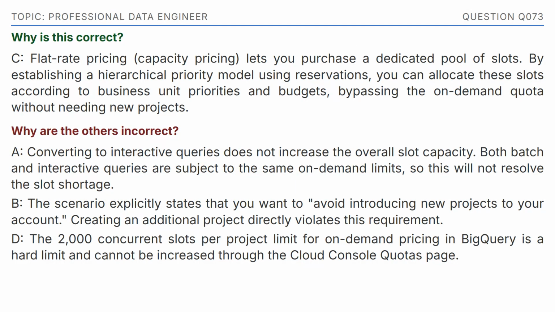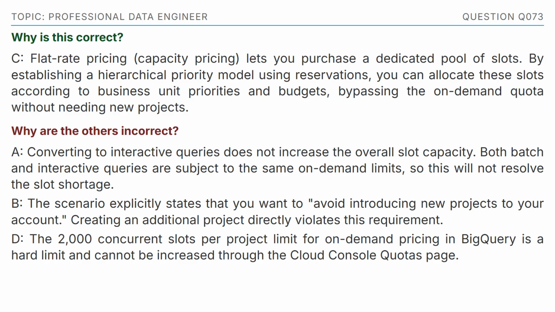C. Flat rate pricing, capacity pricing, lets you purchase a dedicated pool of slots. By establishing a hierarchical priority model using reservations, you can allocate these slots according to business unit priorities and budgets, bypassing the on-demand quota without needing new projects. Why are the others incorrect?